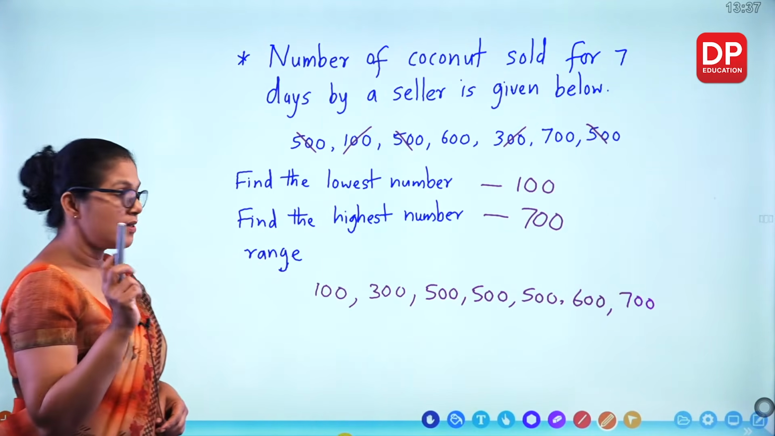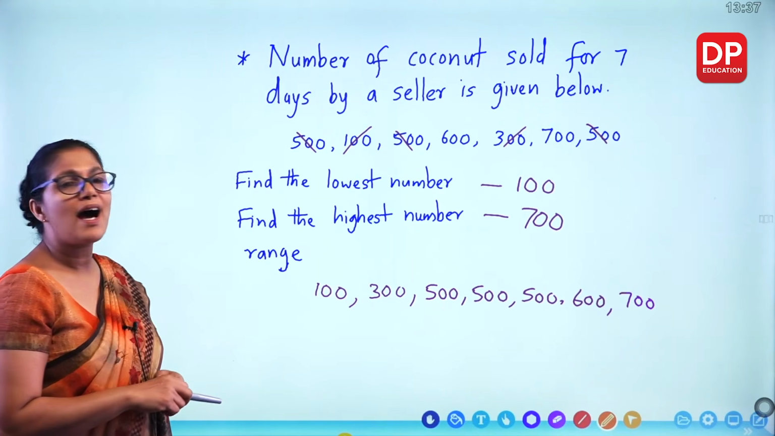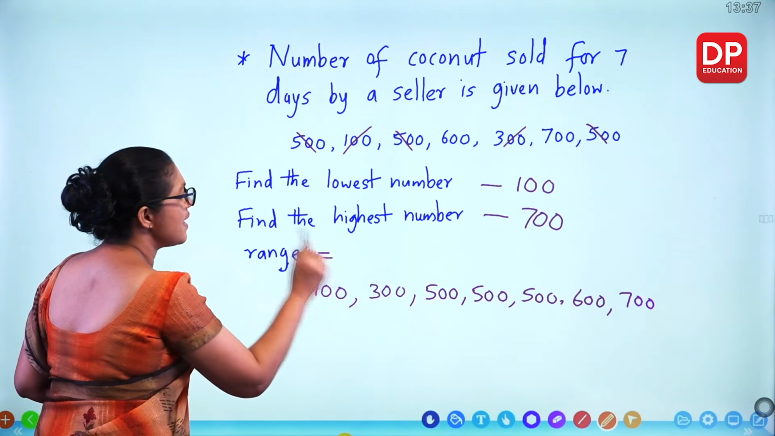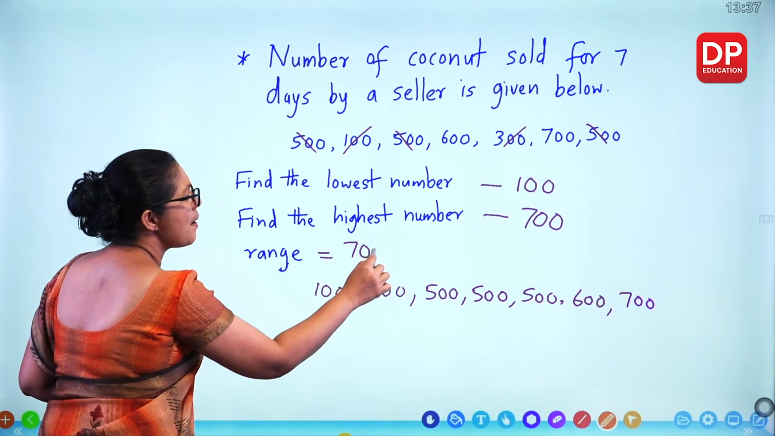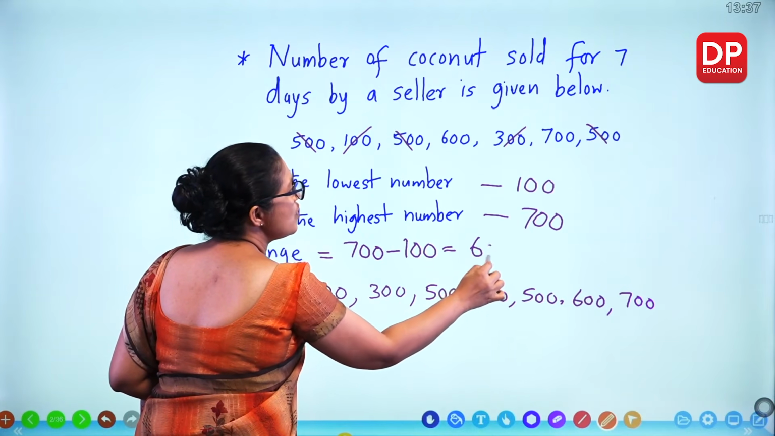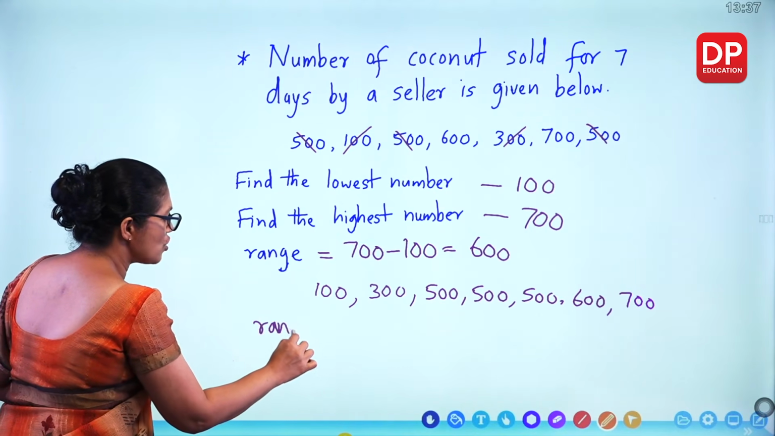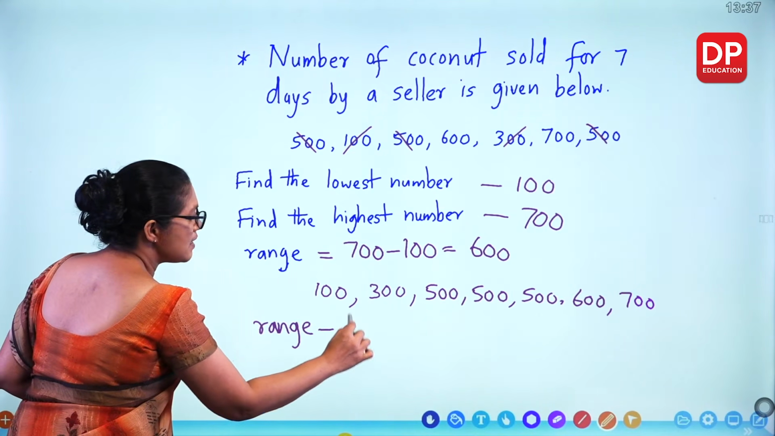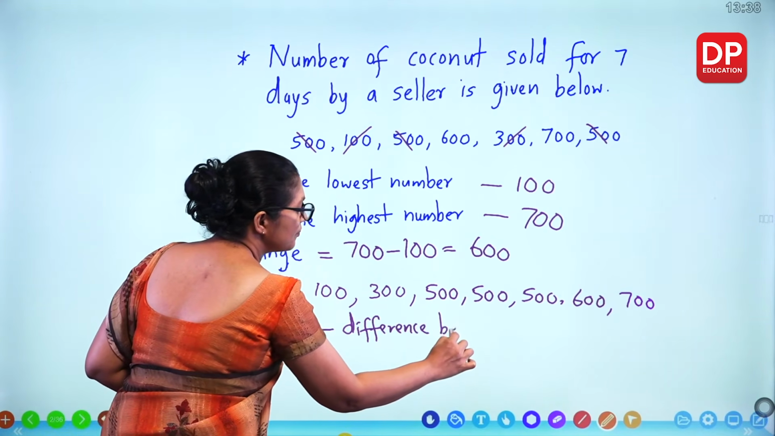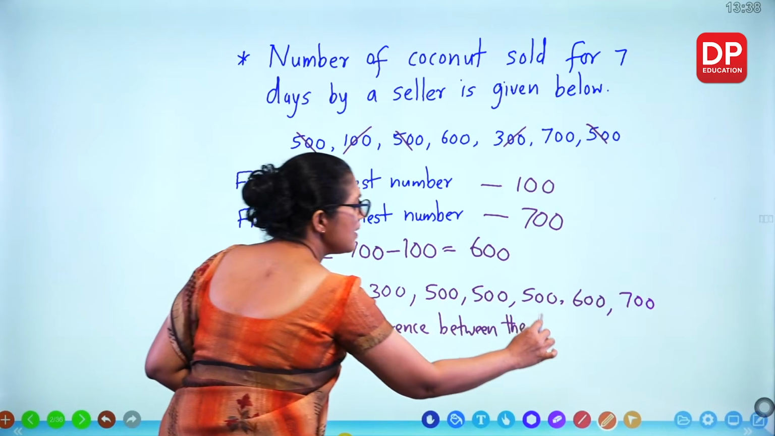And they are asking what's the range. The difference between the highest and the lowest value is called range. So in this case, what's the range? Highest number minus the lowest number. You get range as 600. So I'll write down what is range. Range is the difference between the highest and the lowest.